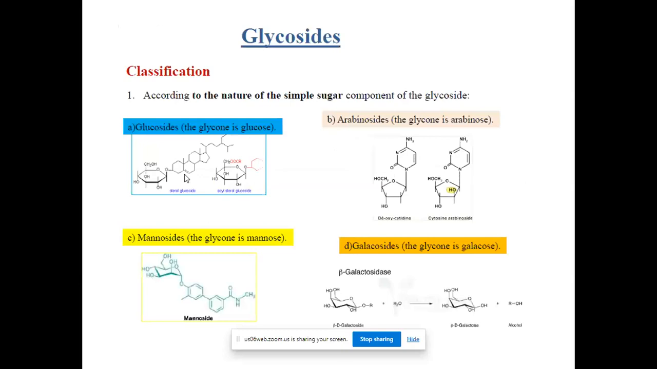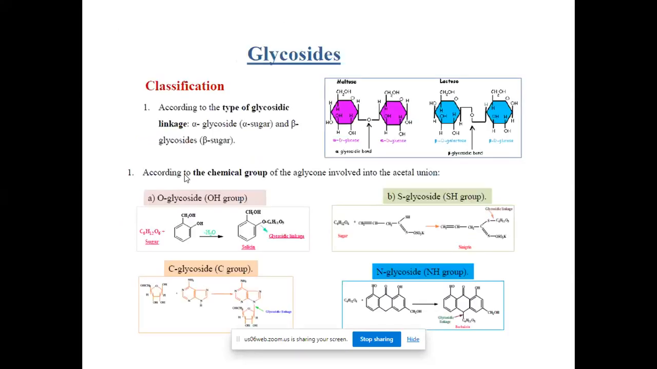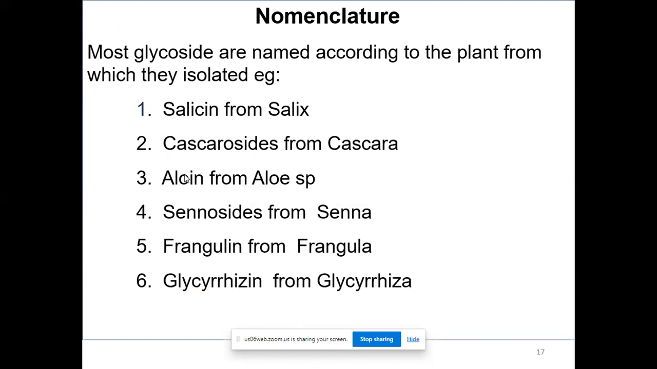They can also be classified according to the nature of the sugar. The glucosides, the glycon is glucose. If it's, let's say, mannosides, the glycon is mannose. They can also be classified according to the linkage. The O glycosides, S, oxygen, sulfur, nitrogen, and carbon. And you'll see for the cardiac glycosides, they're mostly the oxygen, the O glycosides. They can also be classified according to the linkage, it's either alpha or beta, or the chemical group of the glycon. They can also be named according to the plant they are isolated from. Some of them, for example, have salicin, which is from salix, and let's say aloin from aloe species. Yeah.